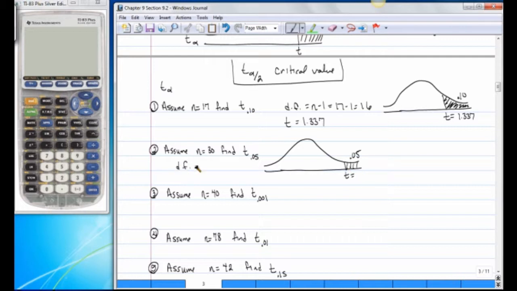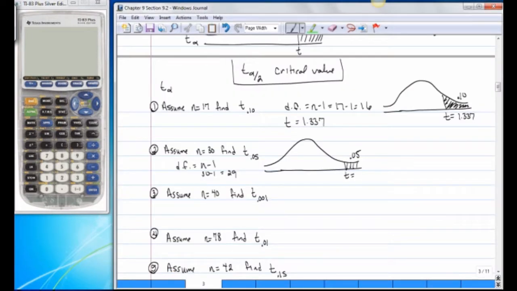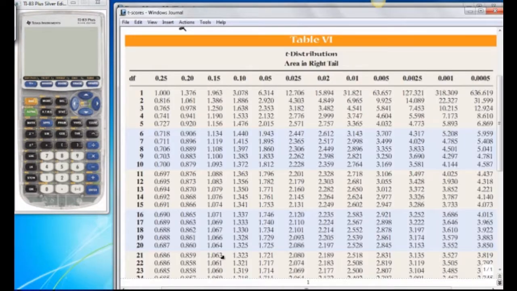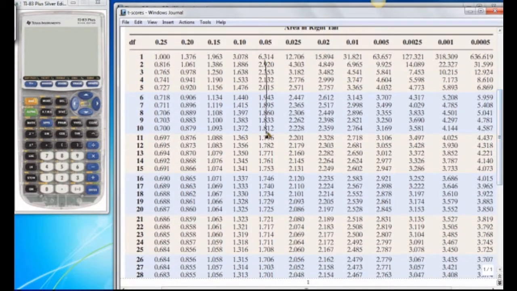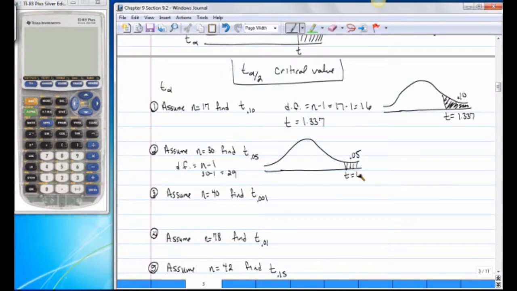The degrees of freedom is n minus 1. 30 minus 1 is 29. So we're going to go to the chart, down to 29, and 0.05 is this column. I'm just going to have to drag it to see. So 29 and 0.05 gives me 1.699. So this t-score is 1.699.